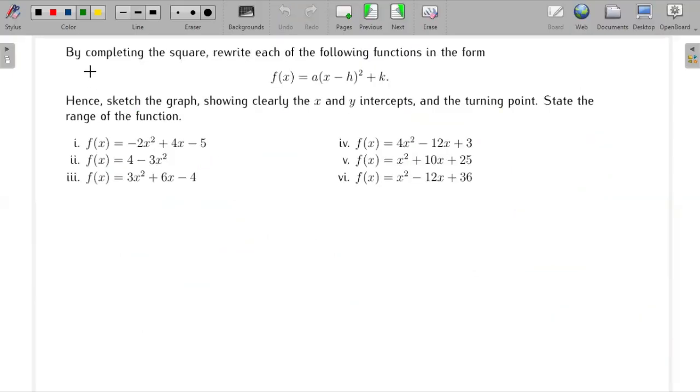So now, again, they're telling us by completing the square, rewrite each of the following functions in the form that has been given. So we are just completing the square here and writing, and then not just rewrite, but they're telling us, hence, graph. So you sketch the graph. And then what? That is showing clearly your x and what? Y-intercept and your turning point.